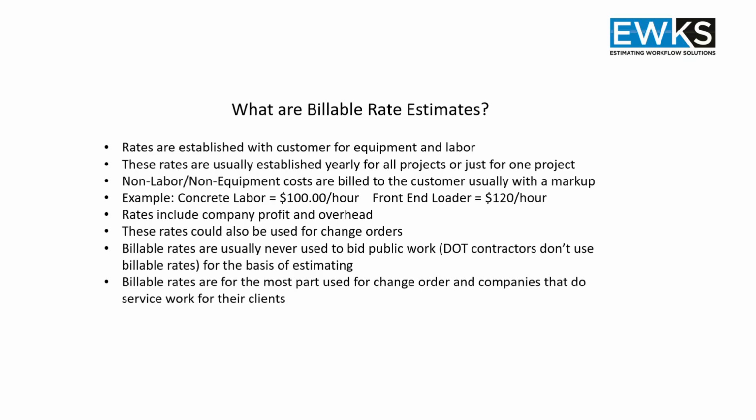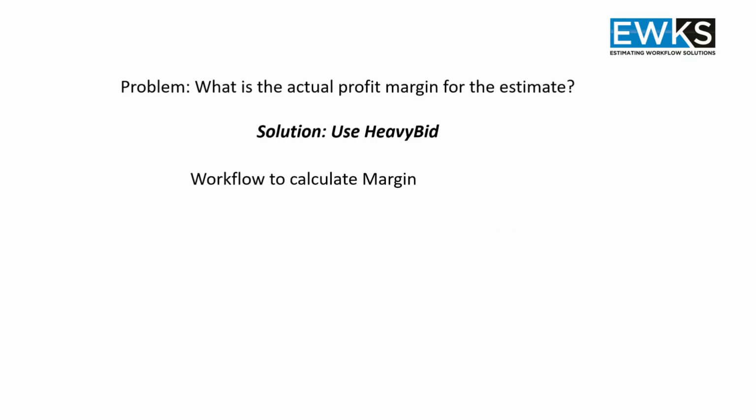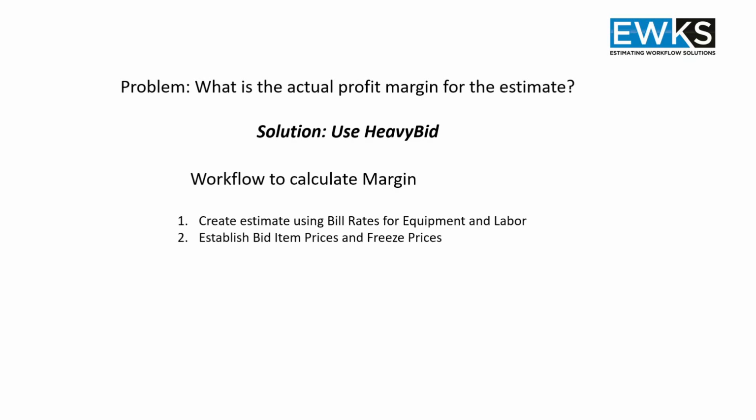And so during that transition period, what I'm going to show today is how you can take a billable rate estimate and then determine the actual cost. The solution there of determining the actual profit margin for the estimate is, of course, using HeavyBid. The workflow to calculate margin is we're going to create the estimate using the billable rates, or the billing rates for equipment and labor, and then establish the bid item prices and just freeze those prices. Okay, so those prices will be fixed.